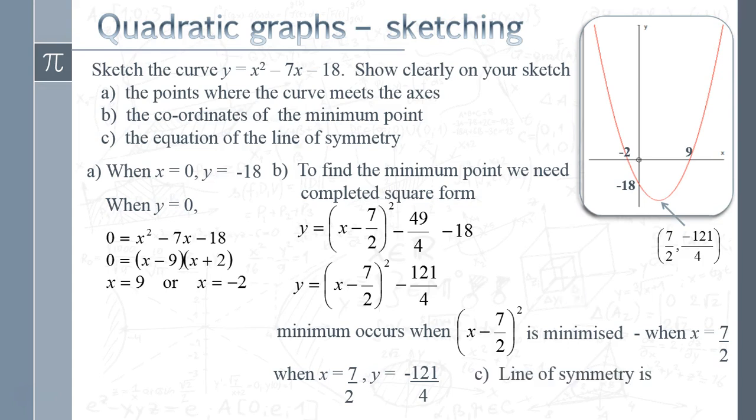Part C, fairly straightforward. I know that my line of symmetry is going to go through that minimum point. It's going to go through my vertex, so it has the equation x equals 7 over 2. So there's my diagram, and I've done all parts A, B and C, and I've put all the information onto my sketch.